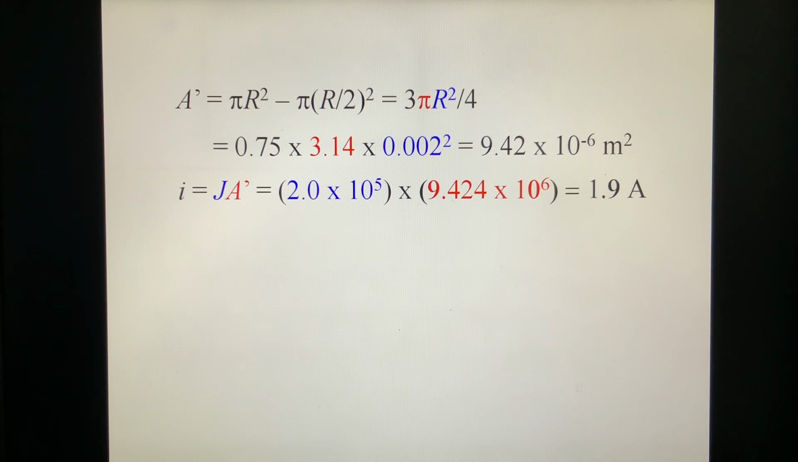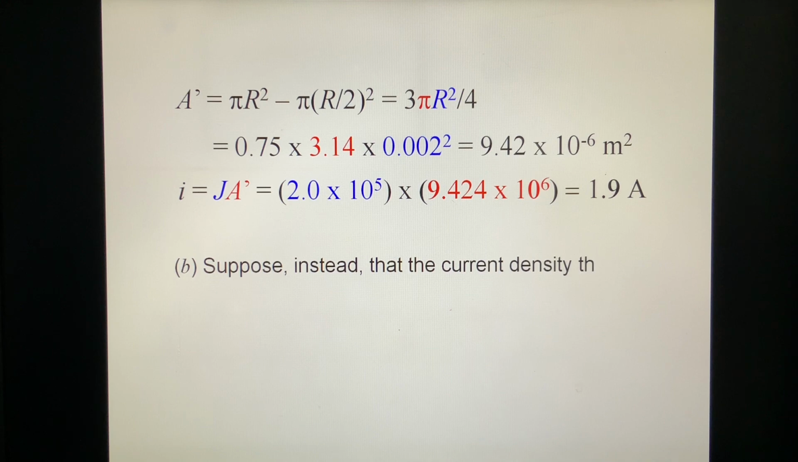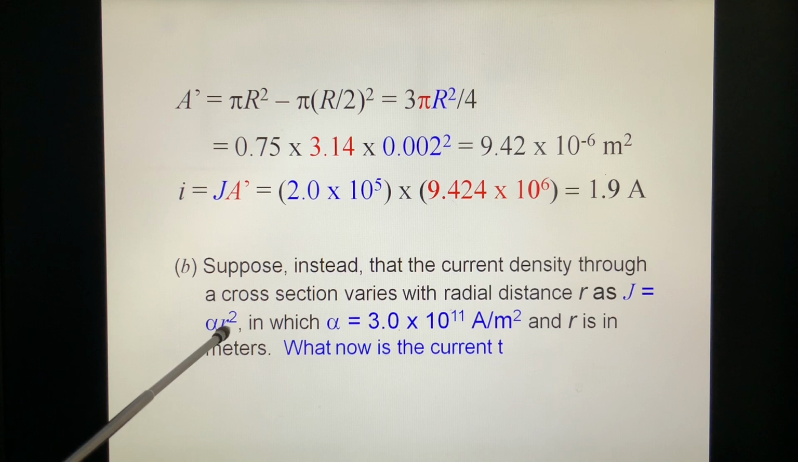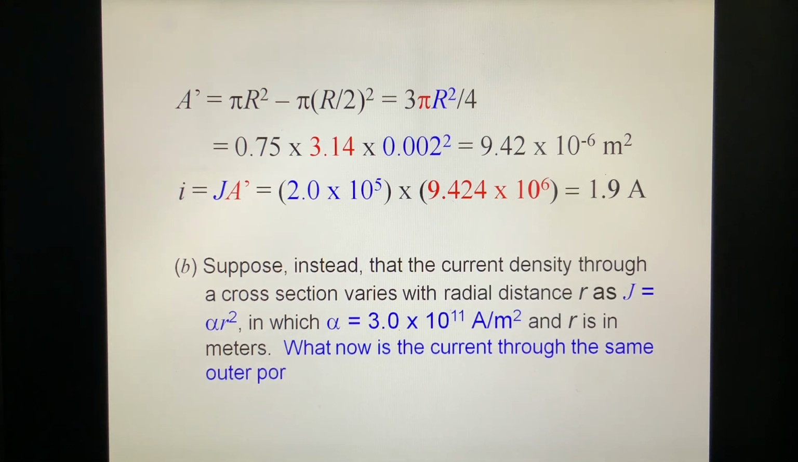Very easy. Question B. Suppose instead that the current density across the cross section varies with radial distance r as J equals alpha r squared. The bigger the r, the larger the J, with alpha equal to 3.0 times 10 to the 11 ampere per square meter, and r is in meters.